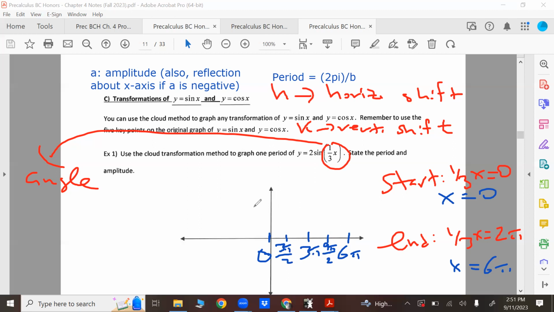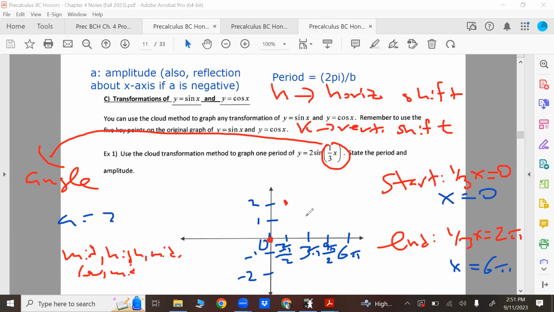Now, what's my amplitude? So you can go up 2 and down 2. Personally, I would space that a little bit better, but we'll just roll with it. Okay, great. And what am I dealing with, sine or cosine? Sine. So you're going to go middle, high, middle, low, middle. So here, here, here, here, here.